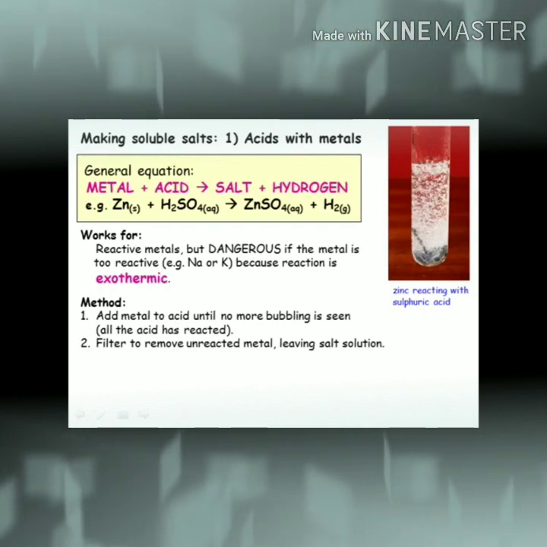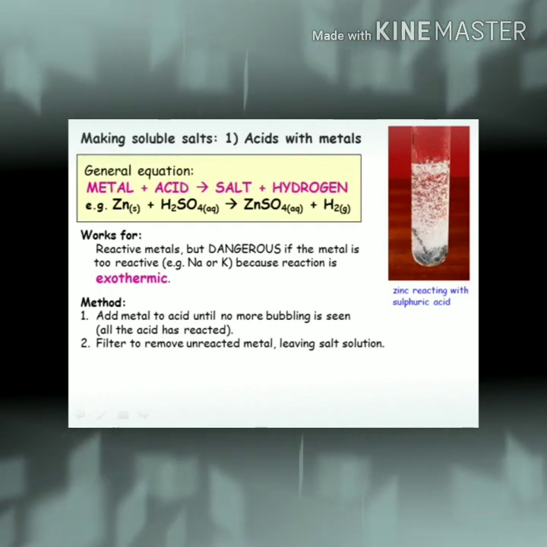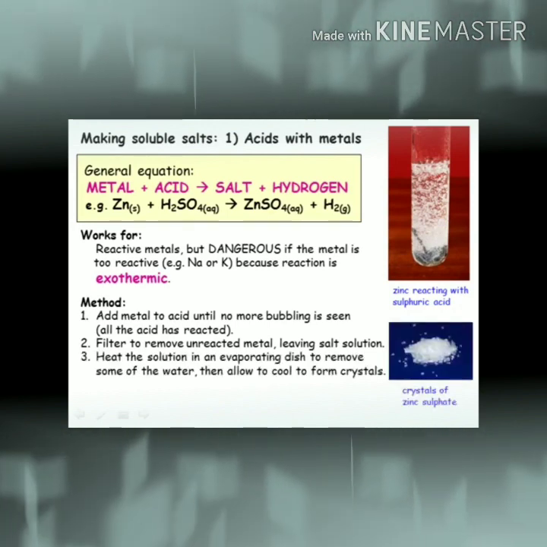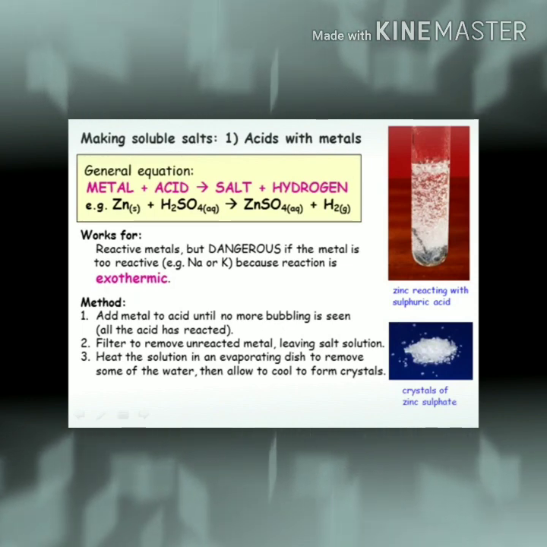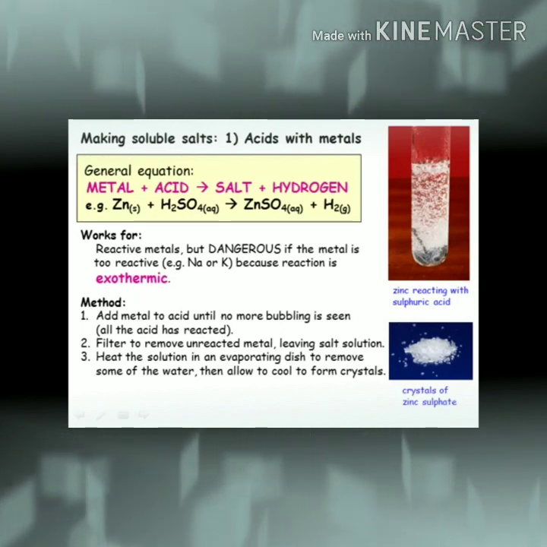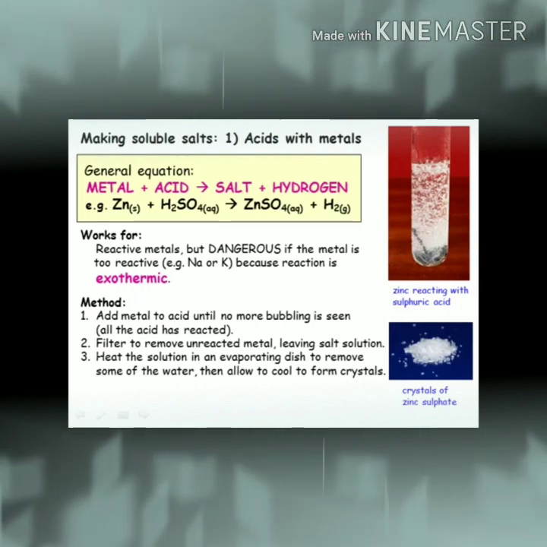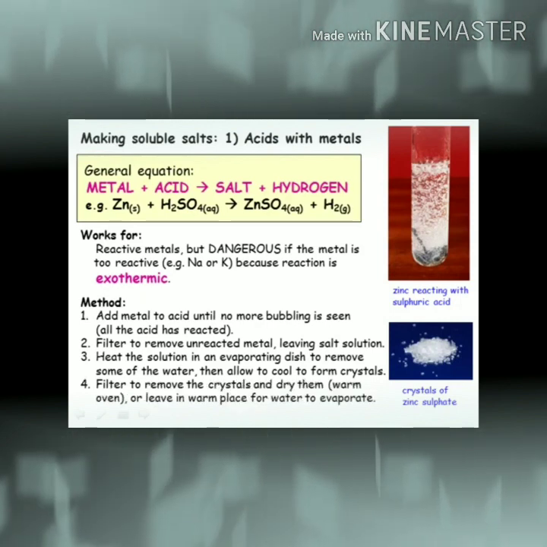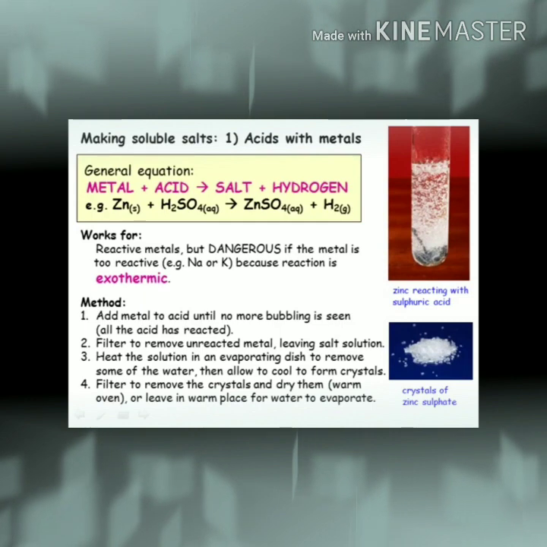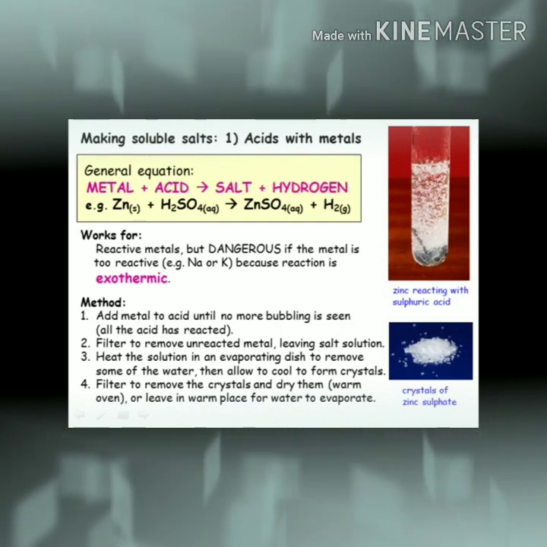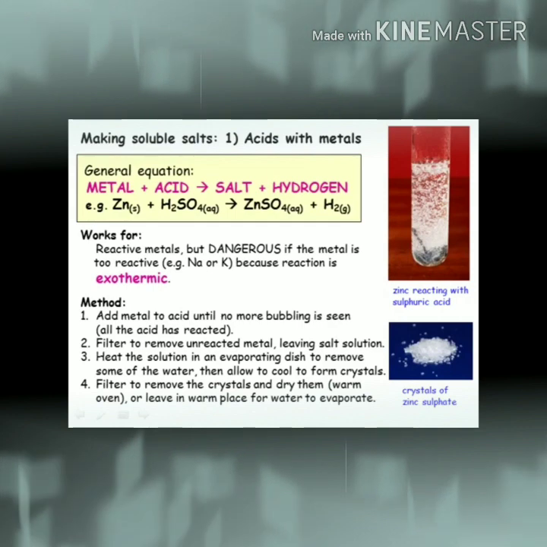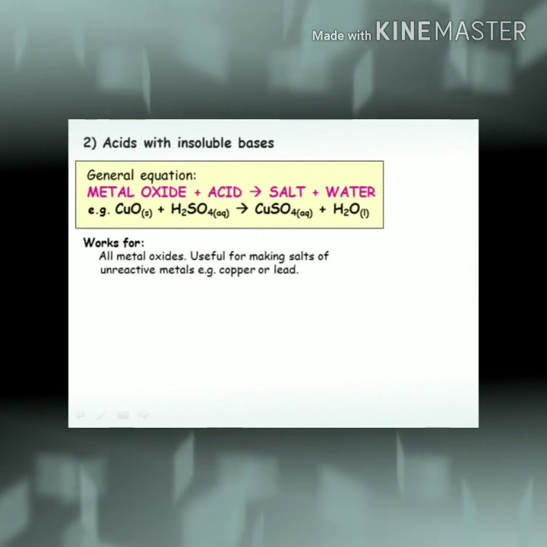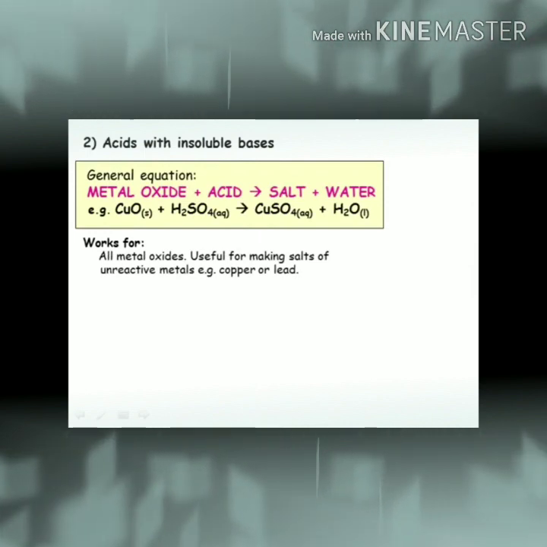So how to prepare this soluble salt? The first step is to add the metal to acid until no more bubbling is seen, I mean bubbling or fizzing. Then filter to remove the unreactive metal, leaving the salt solution. Then the third step, heat the solution in an evaporating dish to remove some of the water, and then allow it to cool to form crystals. Then filter to remove the crystals and dry them in a warm place for the water to evaporate. Then you can prepare the soluble salt.